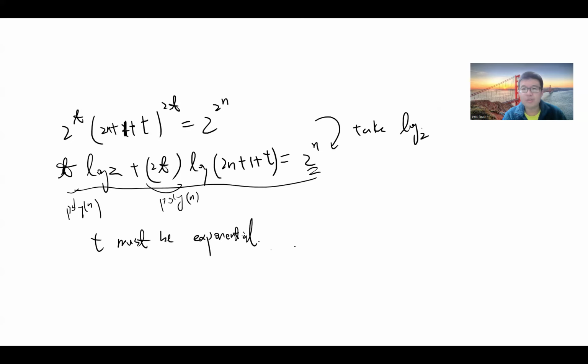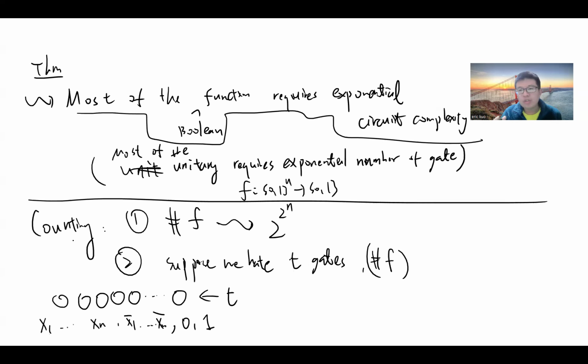Okay, and actually you can get the precise bound by solving this equation, but I think it's not important. Okay, so this is the proof. And one can use a similar proof to show that most unitaries in quantum computing, basically BQP, require an exponential number of gates. Okay, so this is a similar proof, and we will prove it in the next videos.